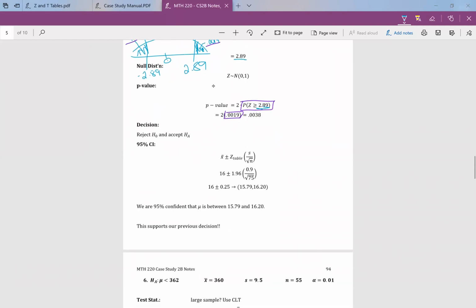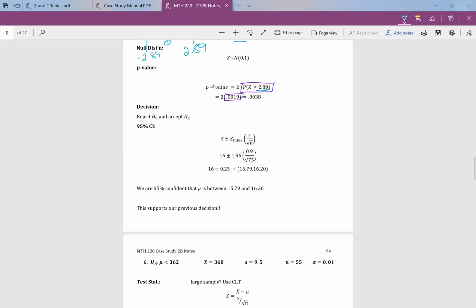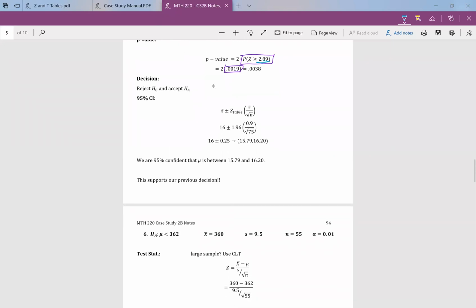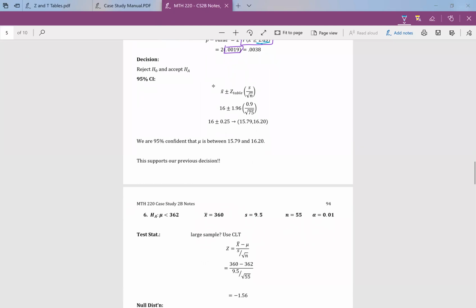Okay, new problem. HA, mu is less than 362. X bar is equal to 360. S is 9.5, N is 55, alpha is 0.01. So our sample size is 55. That is a large sample, so we're going to use the central limit theorem. Again, please pause at any point and practice these calculations on your own. Make sure you're getting the same numbers I am. We plug in our values, and you should get negative 1.56 as your test statistic.